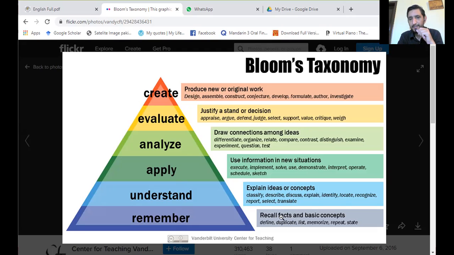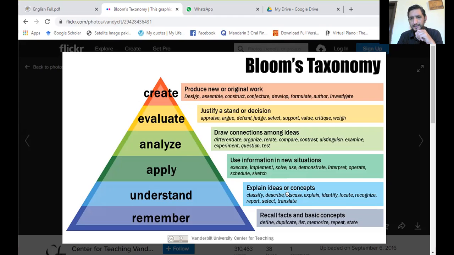So as you can see, remembering is just recalling facts and basic concepts. The words of the questions that would be asked are define, duplicate, list, memorize, repeat, state. These would be the questions. The questions will begin, or they will have these words in them. So if you have these, you will understand that you're being asked to reproduce certain knowledge and remember certain things.